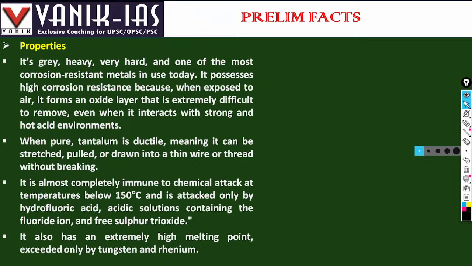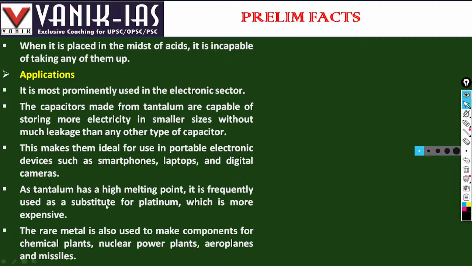Pure tantalum is ductile, meaning it can be stretched, pulled, or drawn into a thin wire or thread without breaking. It is almost completely immune to chemical attack at temperatures below 150 degrees centigrade and is attacked only by hydrochloric acid, acidic solutions containing chloride, iron, and free sulfur oxides. It also has an extremely high melting point, exceeded only by tungsten and rhenium. When it is placed in the midst of acids, it is incapable of being taken off. Application: it is most prominently used in the electronic sector.